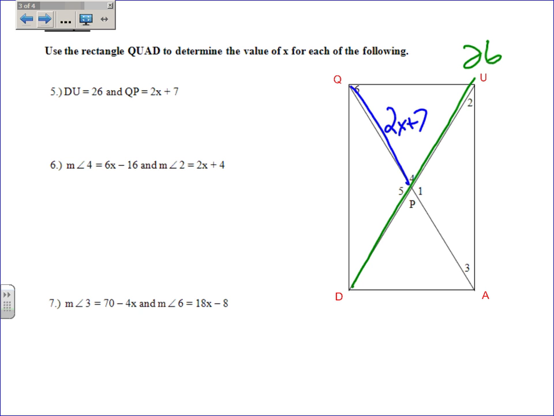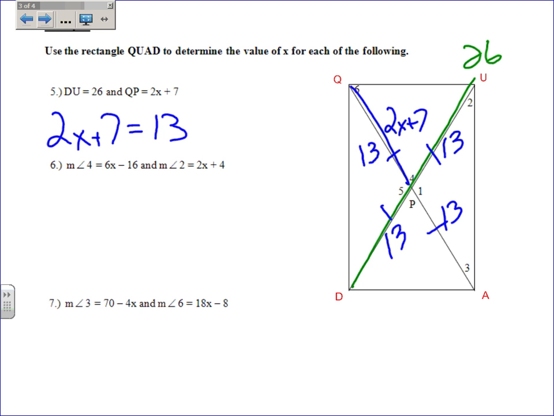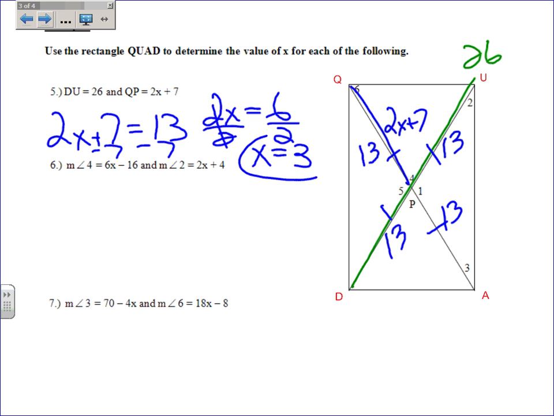Well, we can actually find out how long QP has to be, right? How long does QP have to be? Has to be 13, right? You get that because all of these have to be the same in a rectangle. And so if this one's 26 total, it's 13, 13, 13, you get the idea. And so on this one, 2x plus 7 has to equal 13 because they're in the same location. And so you subtract 7, so 2x equals 6, divide by 2, x is 3. Okay.